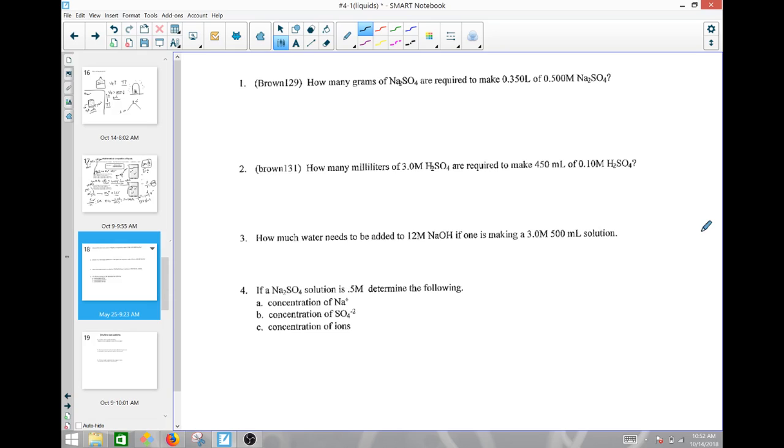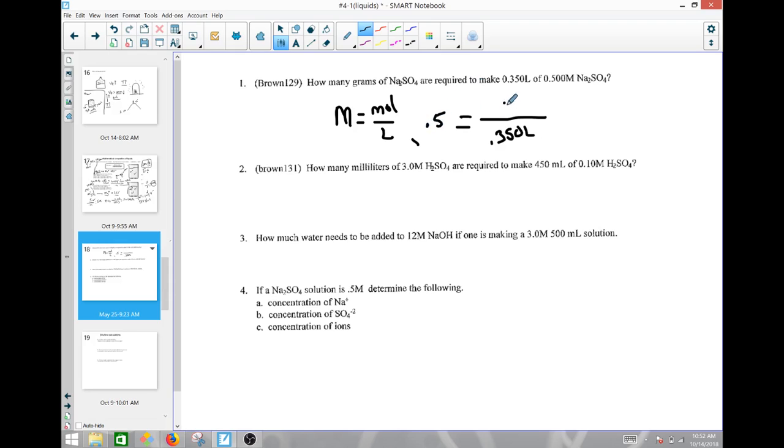I'm not going to do all of these here. The first one, we'll just walk through how to do these. How many grams of Na2SO4 is required to make 0.34 liters of this concentration? Let's just talk about how to do this. Molarity equals moles per liter. The volume is, let's just mimic this over here, 0.350 liters. The concentration is 0.5.